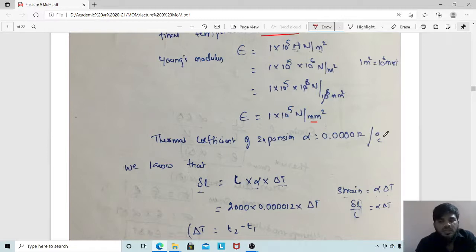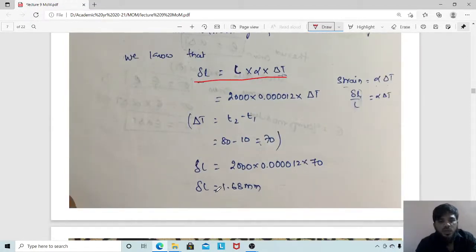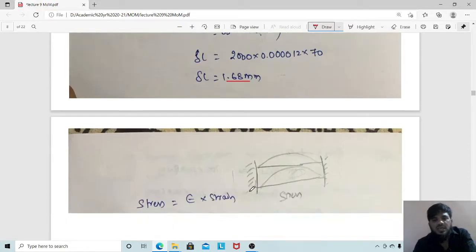0.0012 per degree centigrade. So we know that for the strain, the delta L value, delta L is equal to L into alpha into delta T. We try to calculate the value of delta L first, how much expansion is going to happen. What is the delta L here? Already we have discussed the change in temperature. So with respect to the change in temperature, it is going to expand by a length of 1.68.